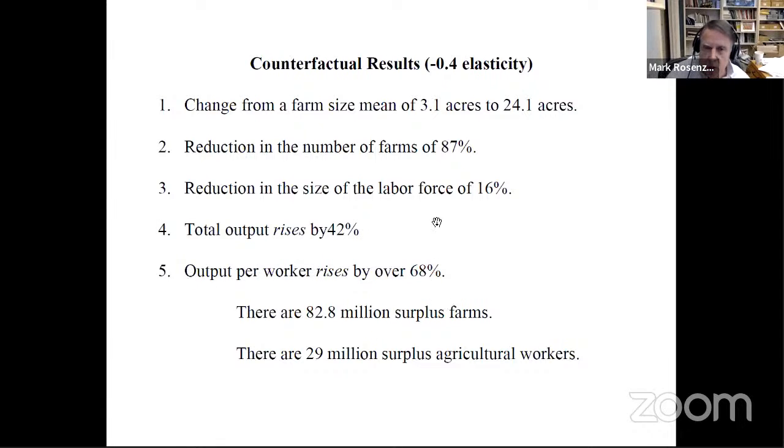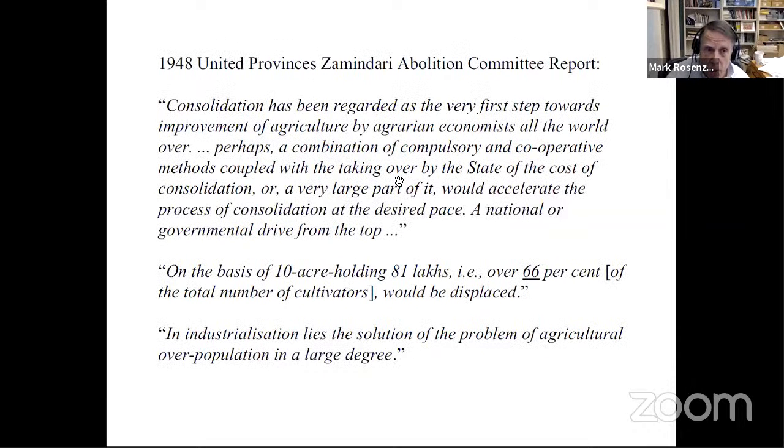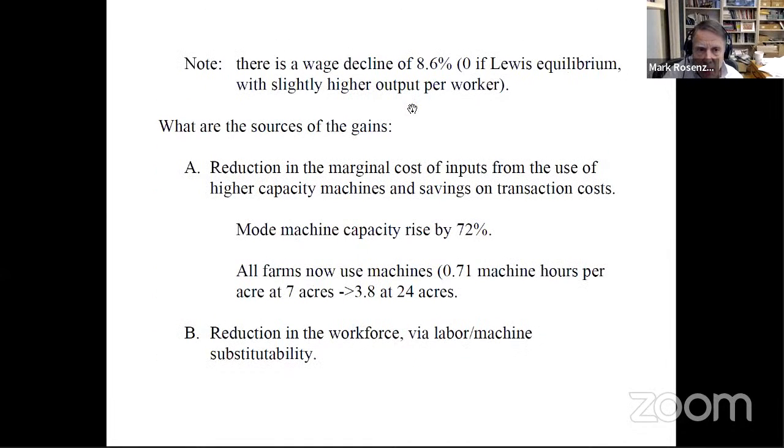There's 83 million surplus farms. Why do we get this output? Okay, but first let me show you that this wild idea of a reduction of 87% of the farms is not very different from what the Zamindari Commission calculated. They calculated that if the 10-acre holding was what farms would be in India, there would be a 66% decrease in the number of farms. So they did the same kind of calibration that we're doing, just not taking into account all the technology as well.